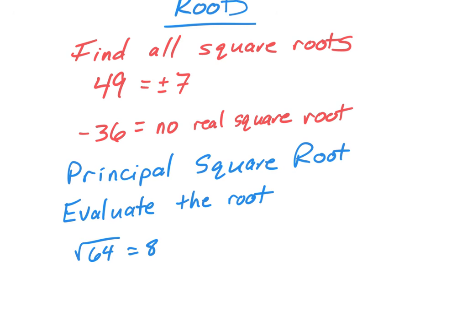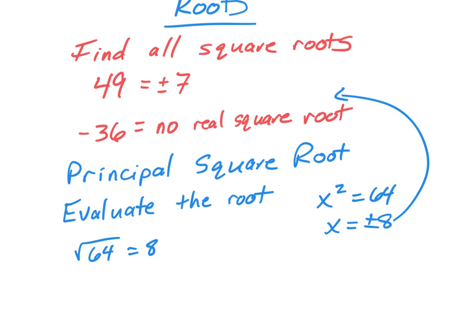If I said something like x squared equals 64, then we know 8 times 8 is 64. We know negative 8 times negative 8 is also 64. So that would be another scenario where I would want to put plus or minus on it. That would be more like what we did up here, where we want to find all roots if we're solving an equation. But if it's just saying evaluate the root, all we need is the positive answer itself.